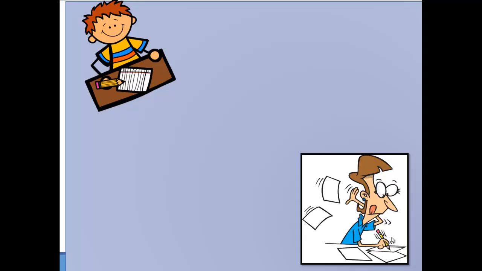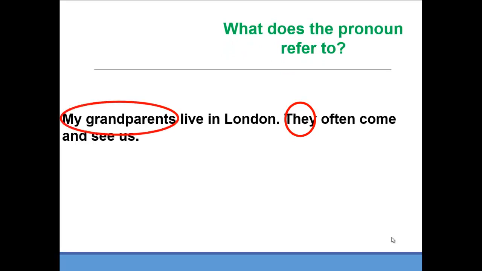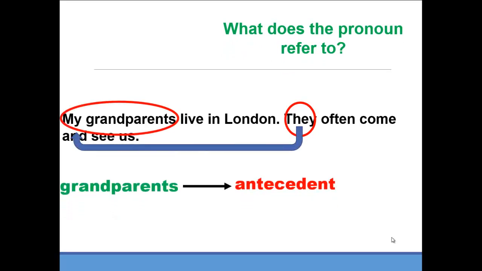Great. And now let's move to the practice. My grandparents live in London. They often come and see us. What pronoun do we have in the sentence? We have the pronoun they. What does it refer to? It refers to the grandparents. So the grandparents are the antecedent.